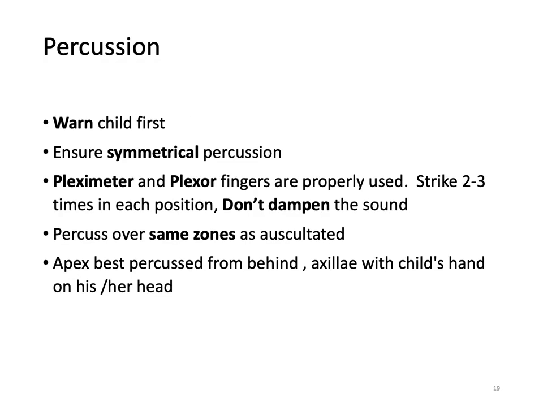For percussion, warn the child first, saying that I'll tap your chest. Ensure symmetrical percussion, and be sure that you are using the pleximeter and the plexor fingers properly. Strike 2 to 3 times in each position and don't dampen the sound. Percuss over the same zones as auscultated. Note that the apex is best percussed from behind and the axillary with the child's hand on his or her head.